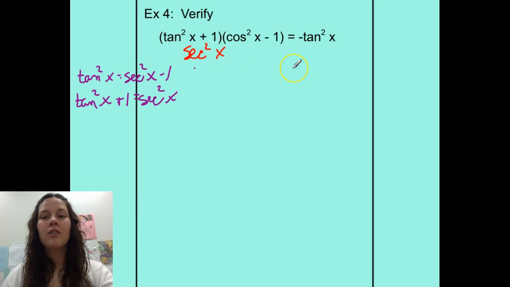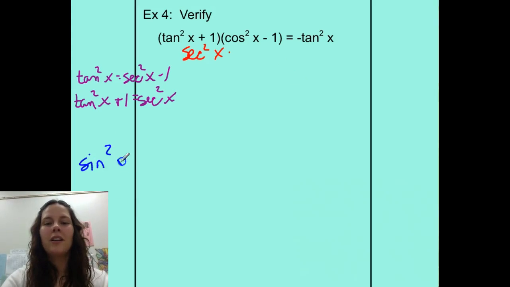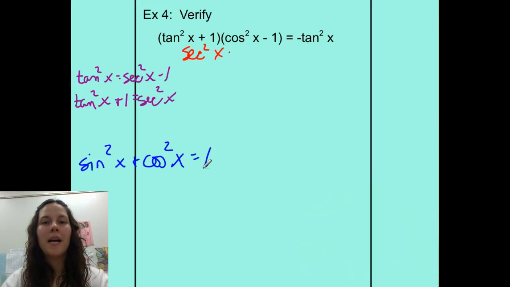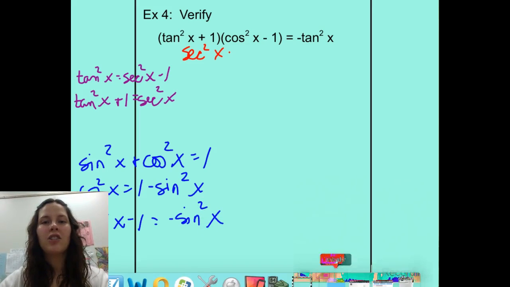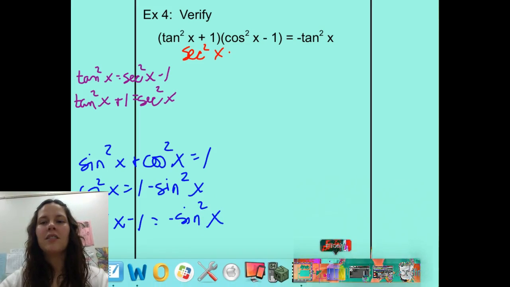Our second expression, very similar to what we just saw on the last page, is sine squared plus cosine squared equals 1. We have cosine squared minus 1. So in order to get that, I'm first going to subtract sine squared from both sides, and then I can subtract 1 from both sides to get our cosine squared minus 1, which will equal the opposite of sine squared. Be careful you don't drop that subtraction sign. It turns into a negative sign.